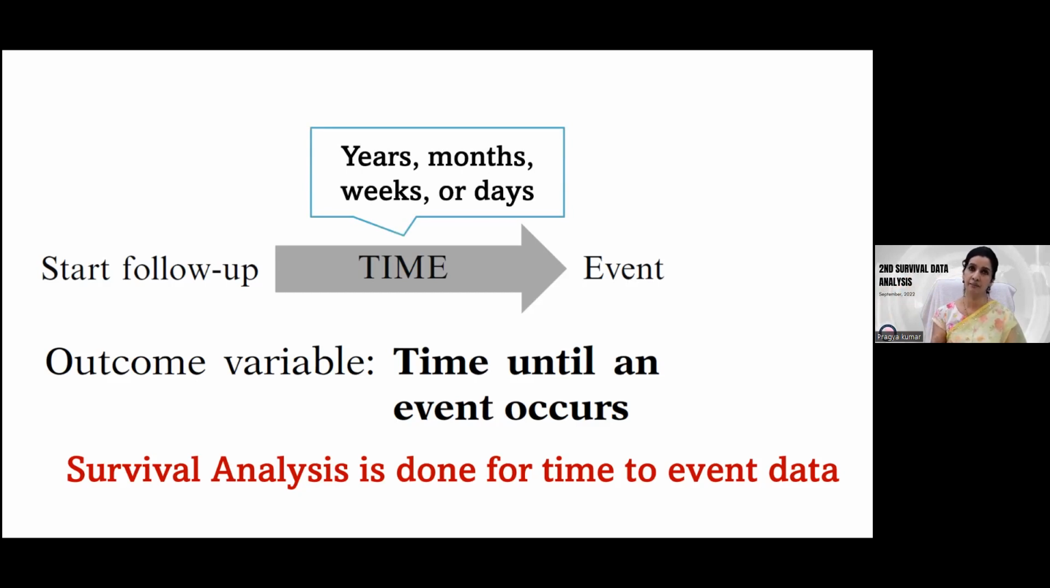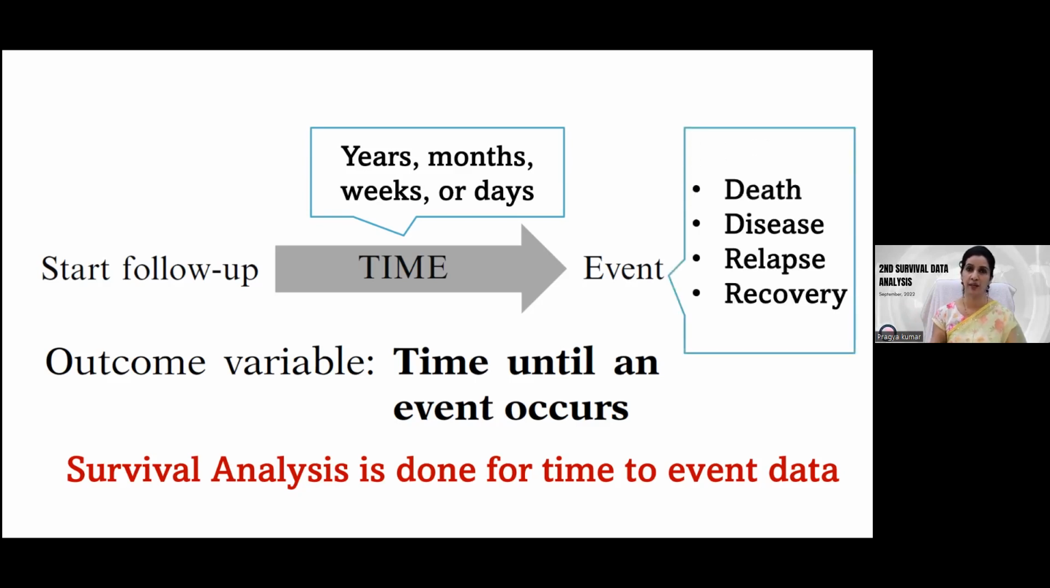This time can be in years, in months, in weeks, or in days. So you have to mention in which unit you are taking this time, because whatever calculation you do will differ if you are calculating it yearly, monthly, weekly, or day-wise. And this event can be the death of the person, or in this case, the death of the butterfly.